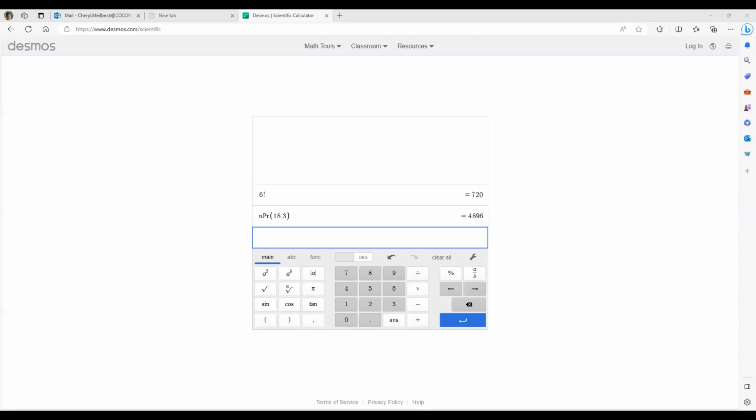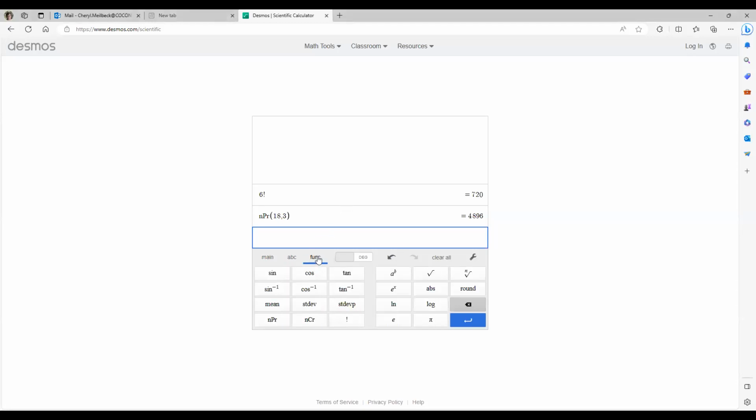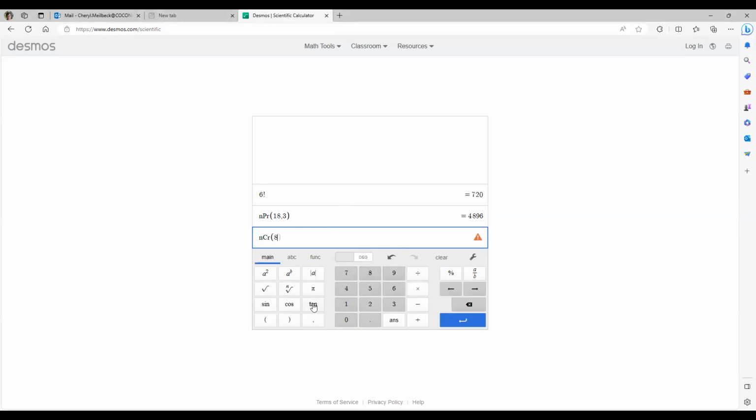Let's share the screen for how we would do that on Desmos. So we would go to functions here on Desmos, and there's a combination right here. So we type that, and then we have 8 choices. So we have to go back to main to get to numbers. So at 8, 5, and it gives us 56. So let's go back to our notes, put that in.